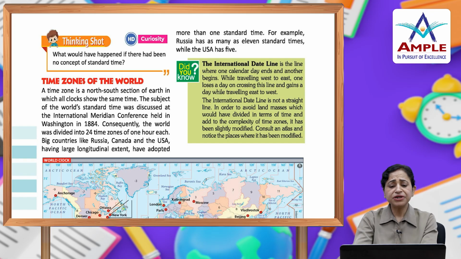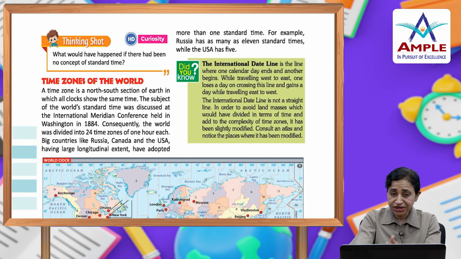Thinking short: what would have happened if there had been no concept of standard time? क्या होगा? Think about time zones of the world. A time zone is a north-south section of the earth in which all clocks show the same time. The subject of the world standard time was discussed at the International Meridian Conference held in Washington in 1884. Consequently, the world was divided into 24 time zones of 1 hour each. Big countries like Russia, Canada and the USA having large longitudinal extent have adopted more than one standard time. For example, Russia has as many as 11 standard times while the USA has 5.